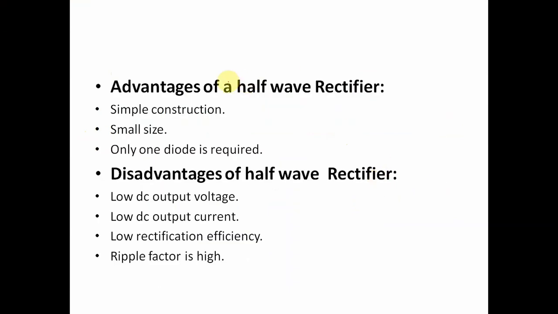These are some advantages and disadvantages of the half wave rectifier. Advantages: simple construction, small size, and only one diode is required. Disadvantages: low DC output voltage, low DC output current, low rectification efficiency, and high ripple factor. As for application, a rectifier is used for the conversion of AC into DC.